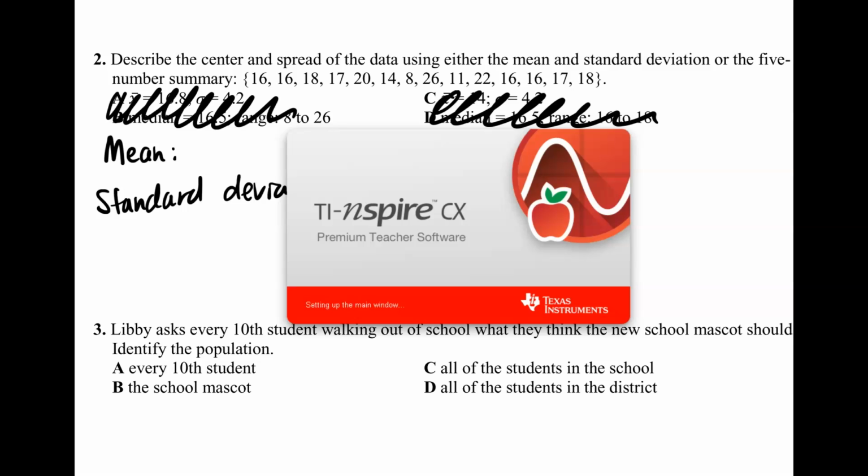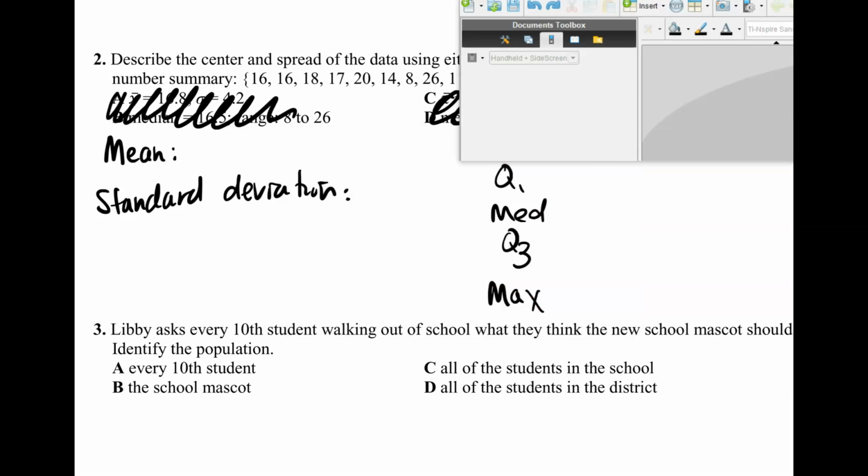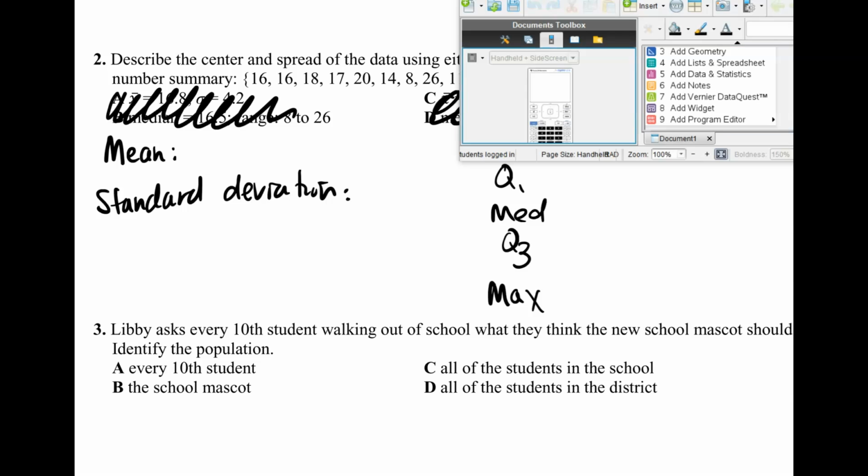You have an extra cord? Yes, I do. So make sure your guys' calculator is charged, ready to go for Friday. One thing you can do is put your calculator in this charger, and then tomorrow at bonus, come and grab it, because that should be enough charge for you to have it on Friday.